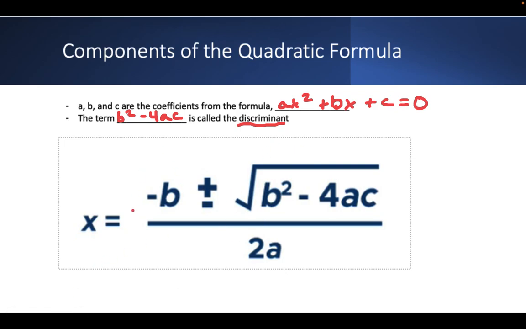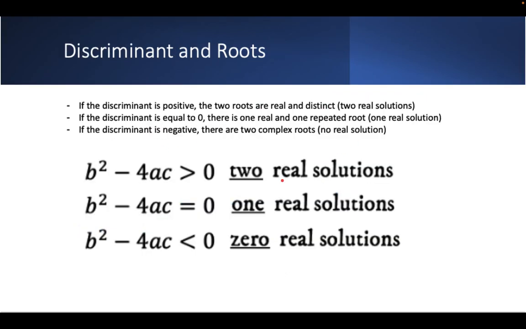So let's see what we got here. Discriminants and roots. If the discriminant is positive, and I'm going to do this one in red so you can see, the two roots are real and distinct, which means we have two real solutions. So positive, the first one, we get two real solutions.